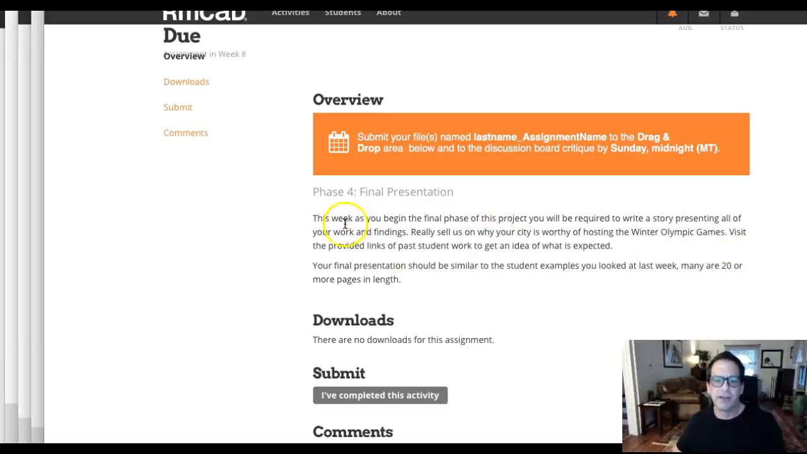Now, what does this mean? This means that you're required to write a story presenting all of your work and findings. So that means this, guys. That means don't just show us your logo, and then your logo on a wall, and then your logo on a coffee cup. This requires a story.